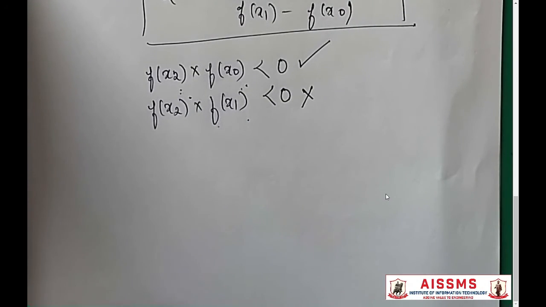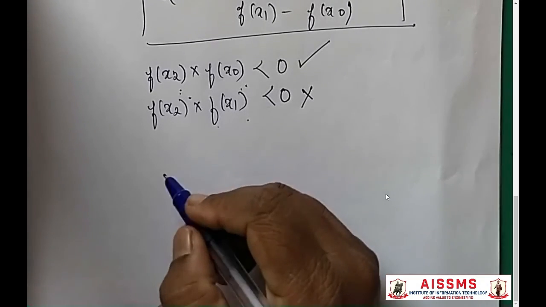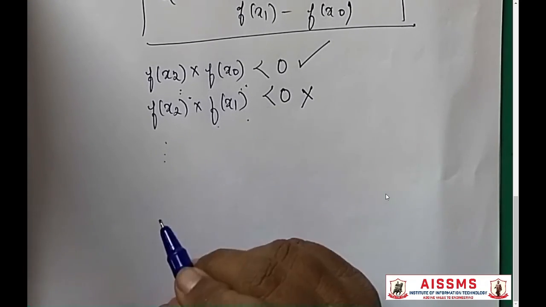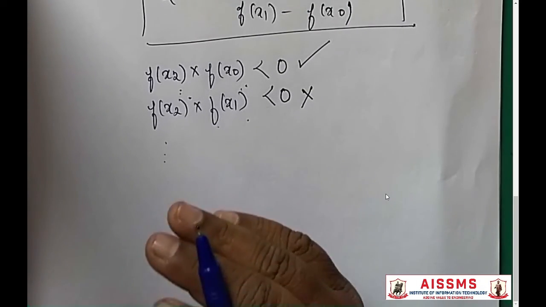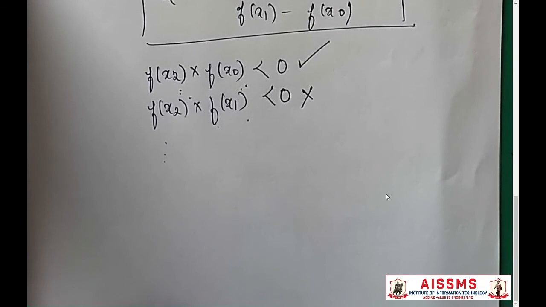How long will you continue with this? You will continue with this process until you get the same answer for at least 2 iterations, right? With this we come to the end of the iterative formula for the Regula-Falsi method.